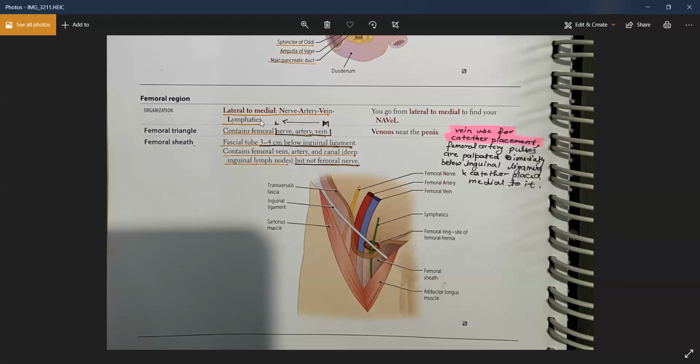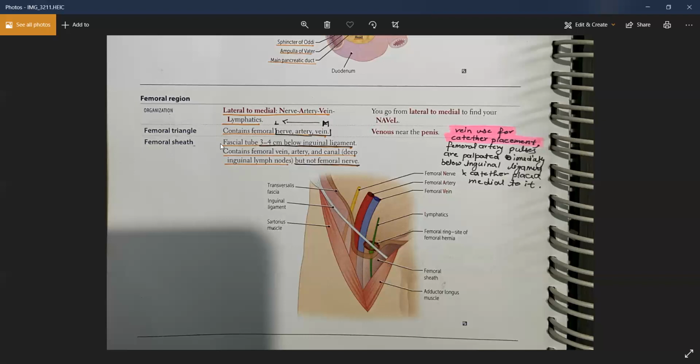The femoral triangle contains the nerve, artery, and the vein. This is the femoral triangle, as you can see. It will contain the nerve, the artery, and the vein. If Step 1 asks you about the boundaries, on the medial side you will have the adductor longus muscle. For the lateral side, you will have the sartorius muscle. For the base, you will have the inguinal ligament. Very important.